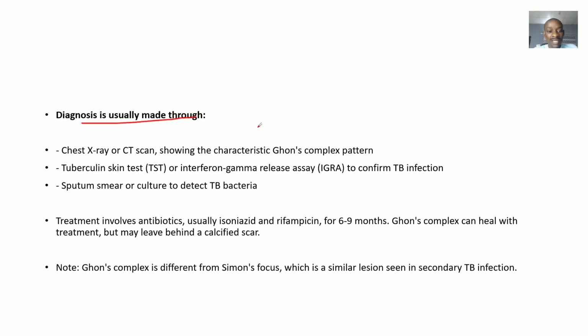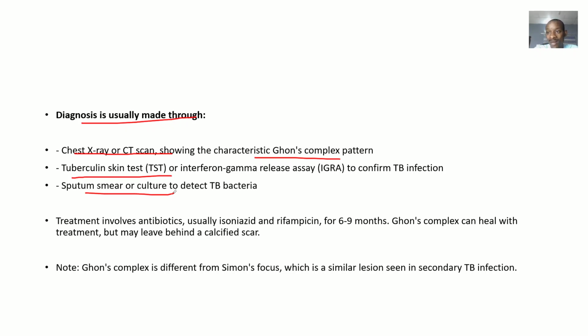Diagnosis is usually made through what? If you want to know that Ghon's complex exists, you might want to do a chest X-ray or CT scan, and this will show a characteristic Ghon's complex pattern. You might want to do a tuberculin skin test or interferon gamma release assay to confirm that this is actually what? A tuberculosis infection. Then you might also want to do a sputum smear or culture test to actually detect what?